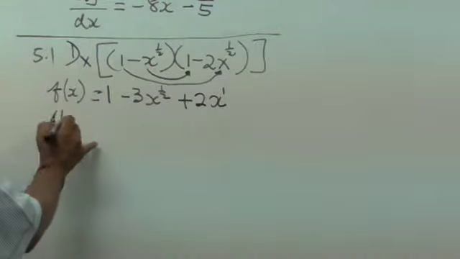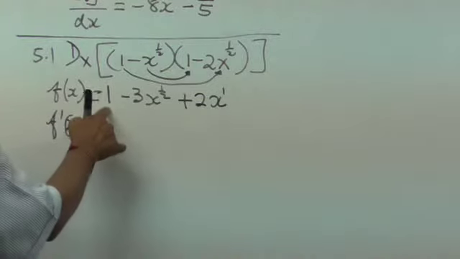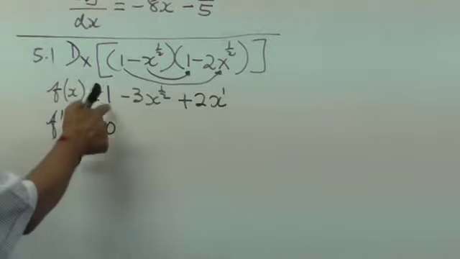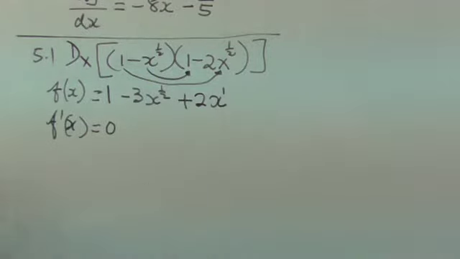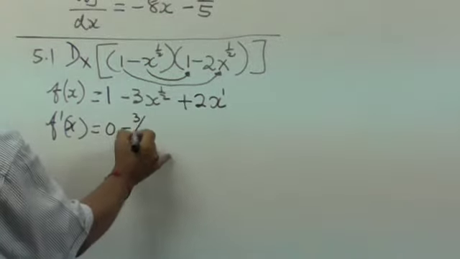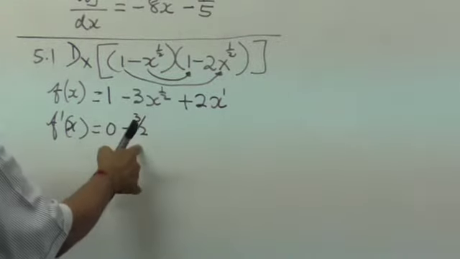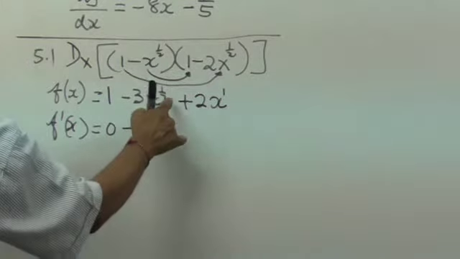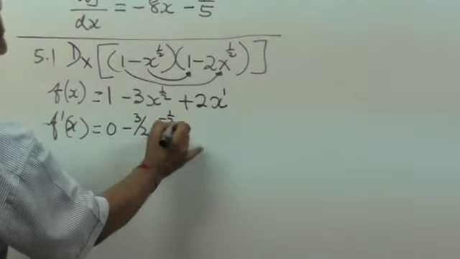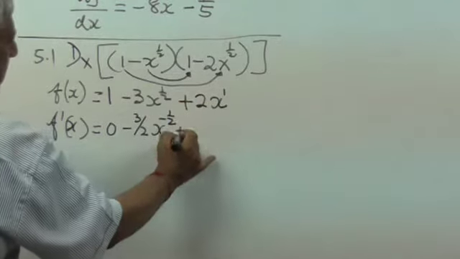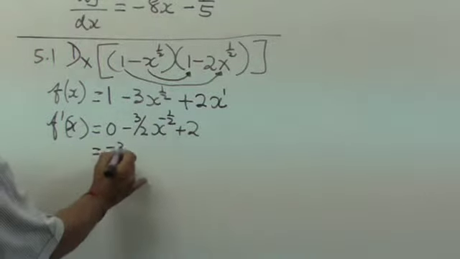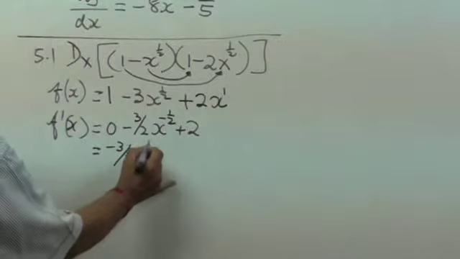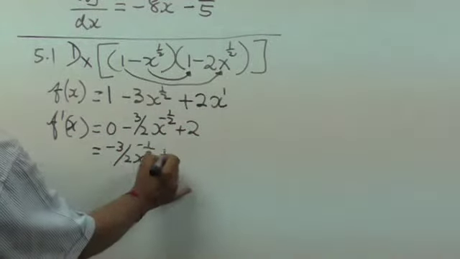And therefore f prime x is equal to, the derivative of 1 is 0, the derivative of a constant is 0, but I'm just writing it for fun. Minus 3 over 2, half times minus 3 gives you minus 3 over 2. Write down x. Half minus 1 will give you minus half. 1 times 2 will give you 2. X to the 1 minus 1 will give you x to the 0. I can ignore that. So this final answer is really minus 3 over 2 x to the minus half plus 2.